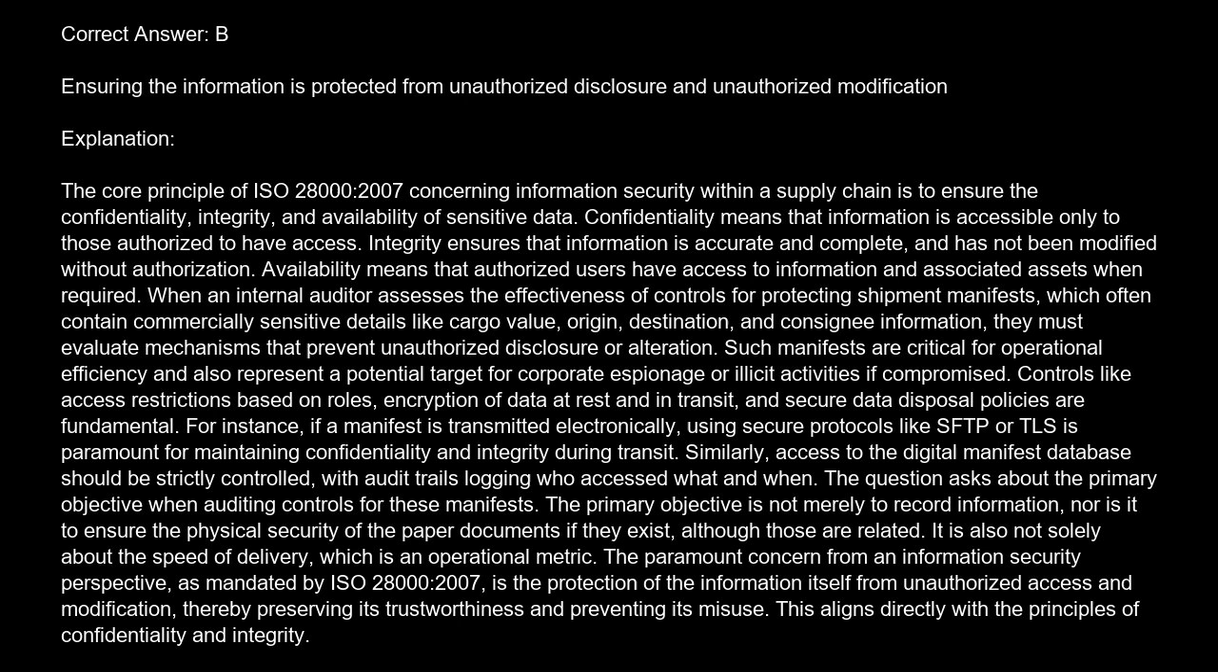It is also not solely about the speed of delivery, which is an operational metric. The paramount concern from an information security perspective, as mandated by ISO 28000-2007, is the protection of the information itself from unauthorized access and modification, thereby preserving its trustworthiness and preventing its misuse. This aligns directly with the principles of confidentiality and integrity.